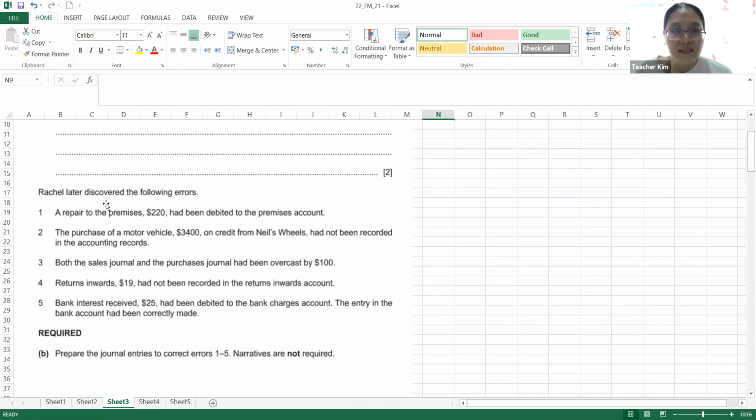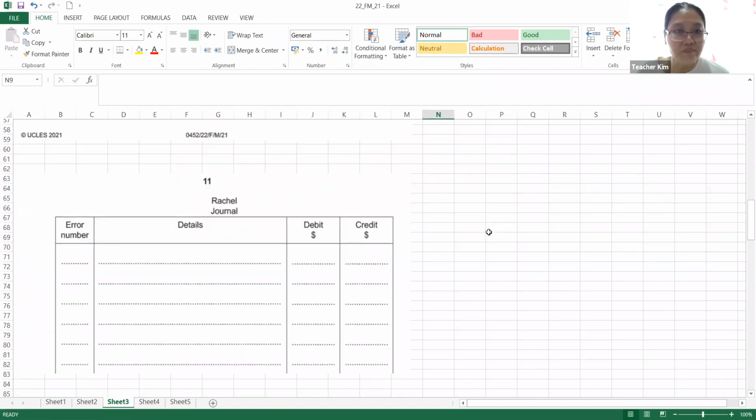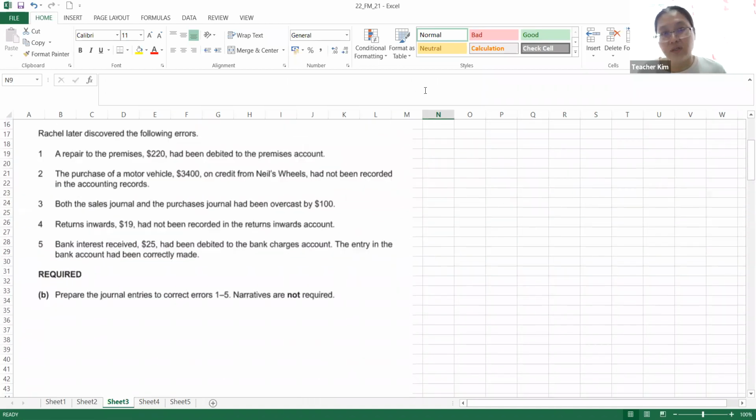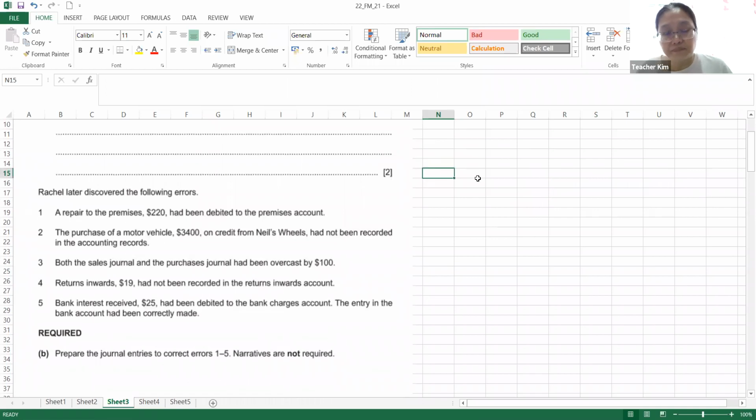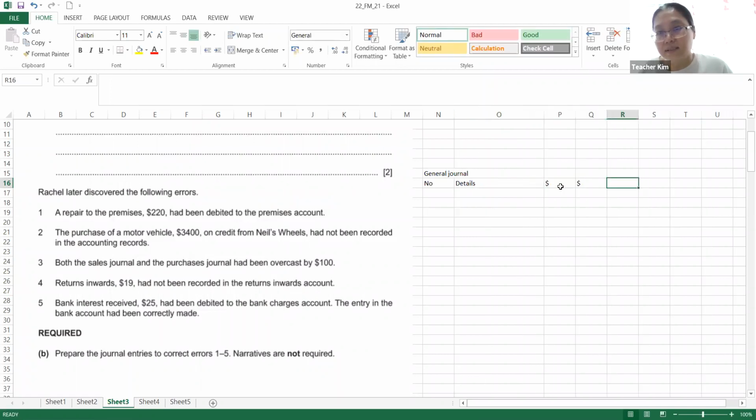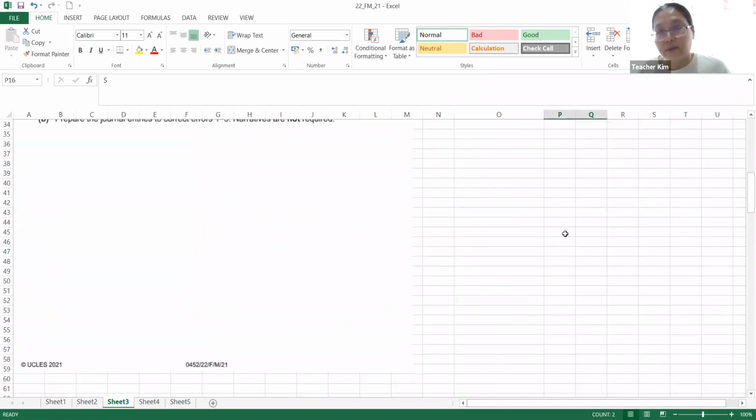Here, Rachel later discovered the following error. A repair to the premises was debited. This is the error of principle. See what the question asks. Okay, they ask to prepare the journal. So then we straight away prepare the journal. General journal. Journal is a debit and credit concept.